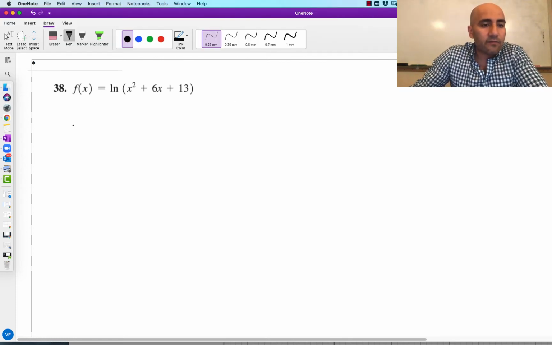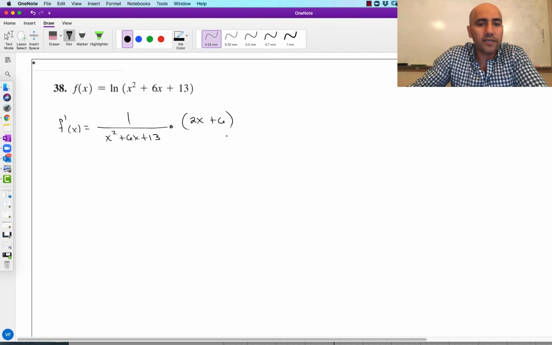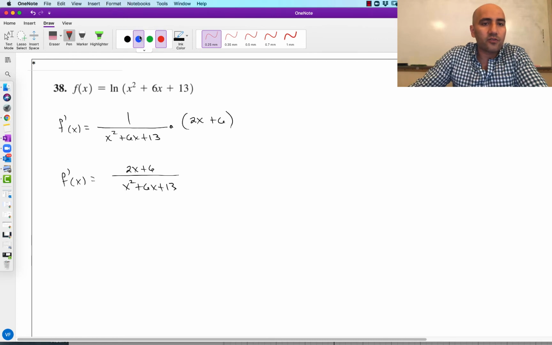Let's begin by taking our first derivative. Our first derivative is going to be f prime of x is equal to, well, using the chain rule, this will be 1 over this whole thing. So it'll be a fraction where we have 1 over x squared plus 6x plus 13, times the derivative of the inside part, which in this case will be equal to 2x plus 6. So we can just simplify that as the first derivative is equal to this fraction, 2x plus 6 divided by x squared plus 6x plus 13. Okay, so we got our first derivative.